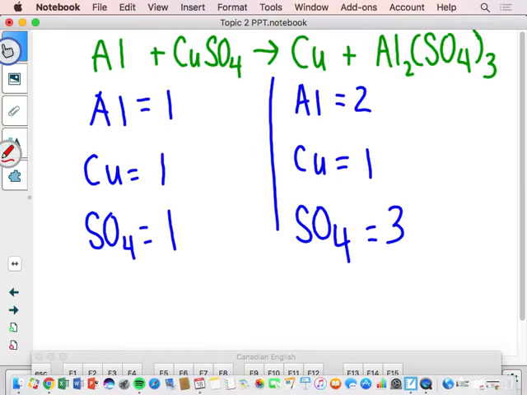SO4s. So we got 3 on the right, we need 3 on the left. So what do we put in front? Right here? 3. That gives our SO4s to be 3. It also changes our CUs to be 3.